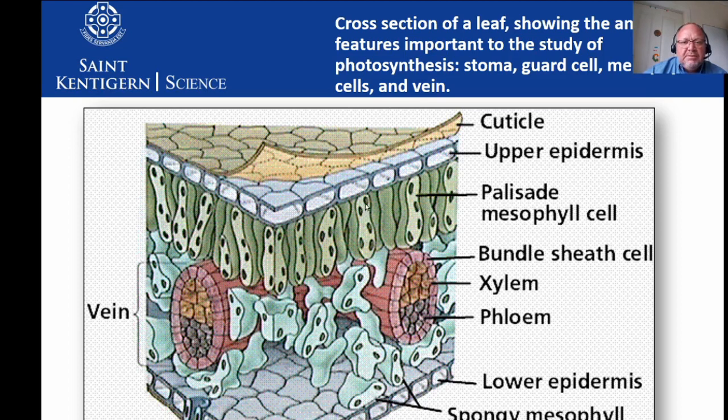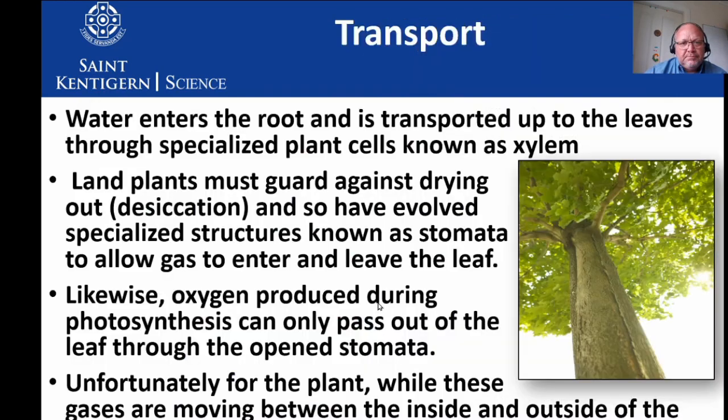Alright, but our photosynthesis takes place within the chloroplasts. So again, we just said that the water enters the root and is transported up to the leaf through specialized cells known as xylem. Remember, phloem, the F sound, phloem for food. Xylem is for the water. Land plants must guard against drying out or desiccation. The stomata can allow gas to enter and also help to maintain moisture control, just like the spiracles in an insect. Likewise, the oxygen produced during photosynthesis can only pass out of the leaf through the open stomata.